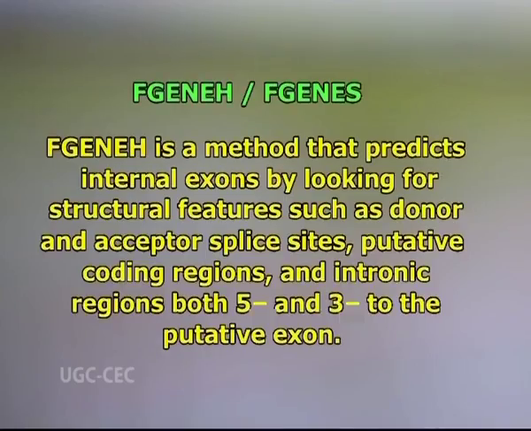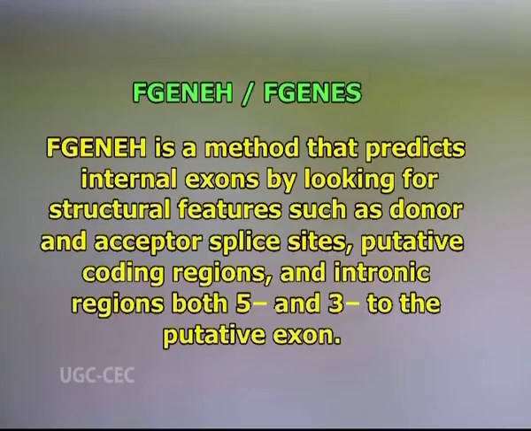Number 2, FGeneH or FGenes. FGeneH is a method that predicts internal exons by looking for structural features such as donor and acceptor splice sites, putative coding regions and intronic regions, both 5 prime and 3 prime to the putative exon.